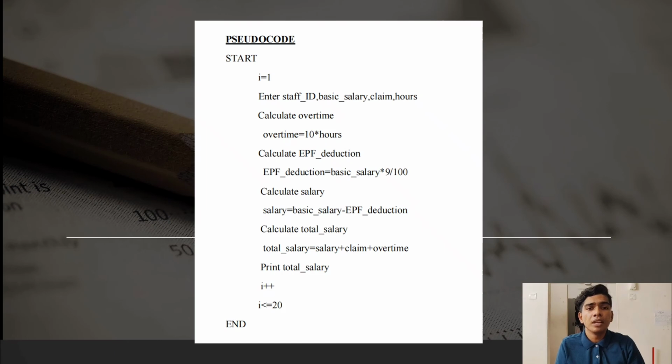Then print total salary. Initialization plus plus. While initialization is less than or equal to 20. Then end the pseudocode. That's all. Thank you, Arvind.